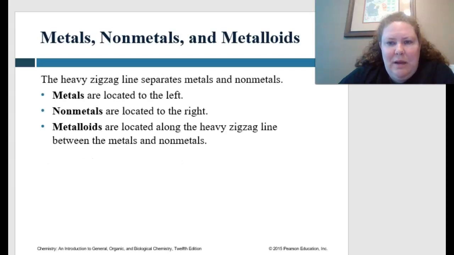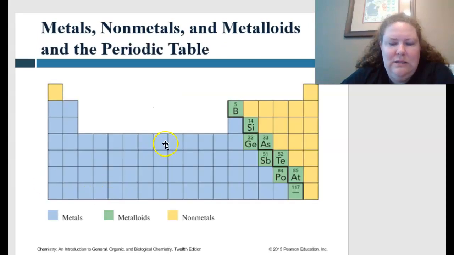Moving on to metals, nonmetals, and metalloids, the heavy zigzag line separates metals and nonmetals. So the metals are located to the left, nonmetals are located to the right, and metalloids are located along the heavy zigzag line between the metals and nonmetals. So again, you can see it's color-coded here. Your metals are on your left. Along the zigzags are going to be your metalloids, and on the right are going to be your nonmetals.